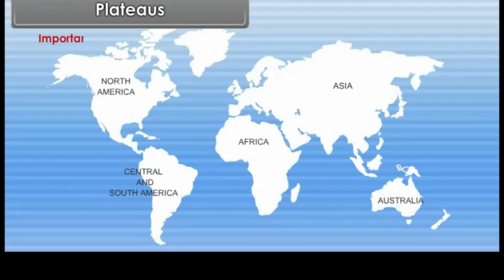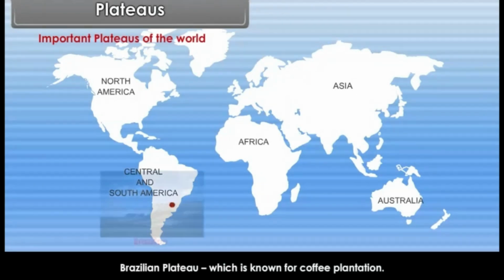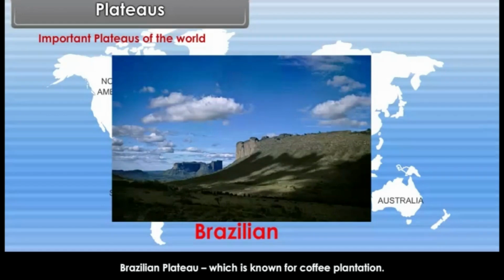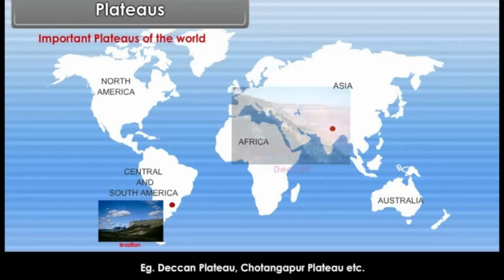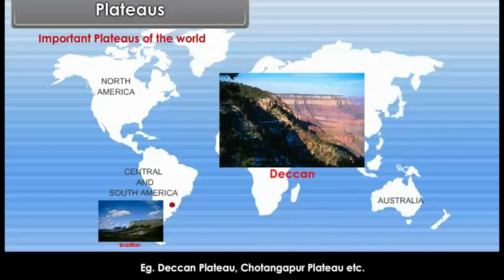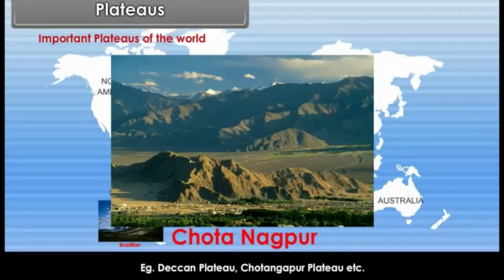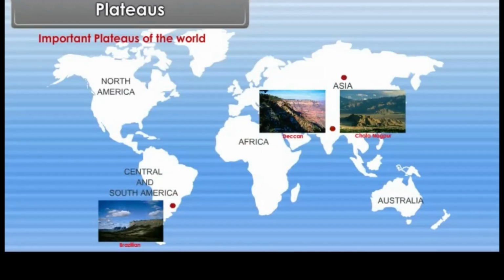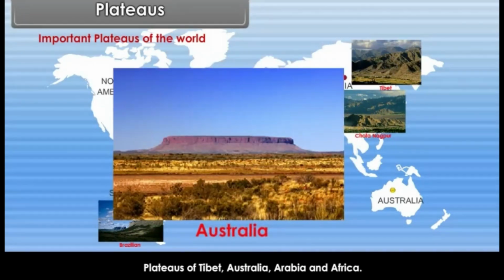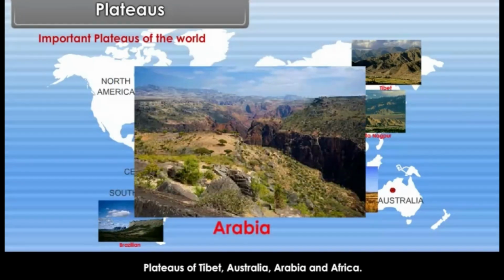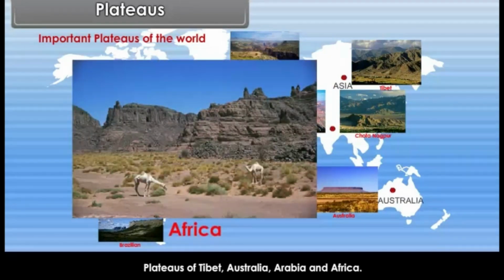Some of the important plateaus of the world are as follows: Brazilian Plateau, which is known for coffee plantation. Indian plateaus are rich in mineral resources. Example: Deccan Plateau, Chota Nagpur Plateau, etc. Plateaus of Tibet, Australia, Arabia and Africa.